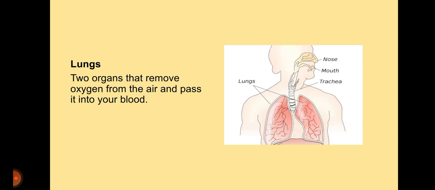And the next is the lungs. They are the two organs that remove oxygen from the air and pass it into your blood. The lungs' main role is to bring in air from the atmosphere and pass oxygen into the bloodstream. From there, it circulates to the rest of the body.